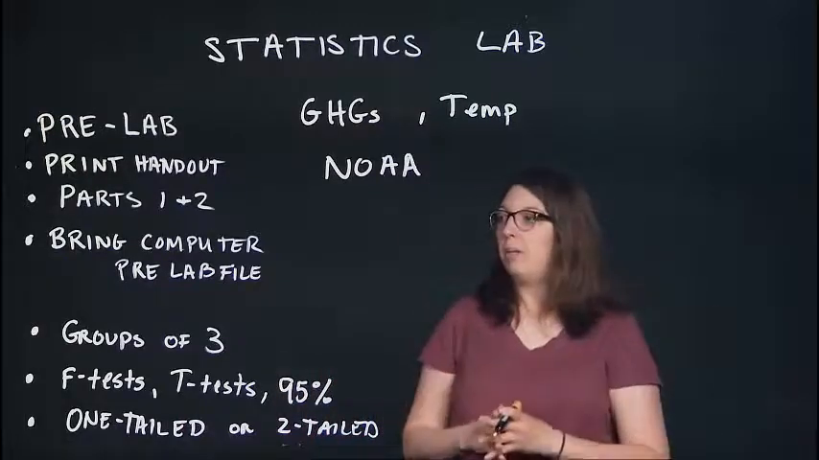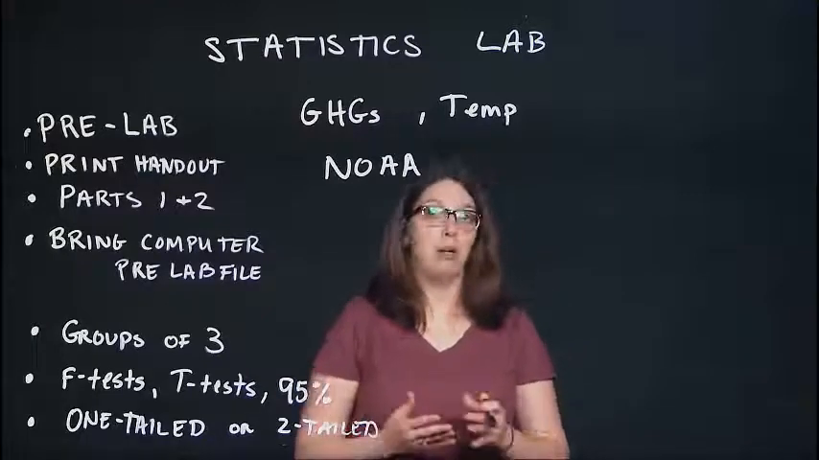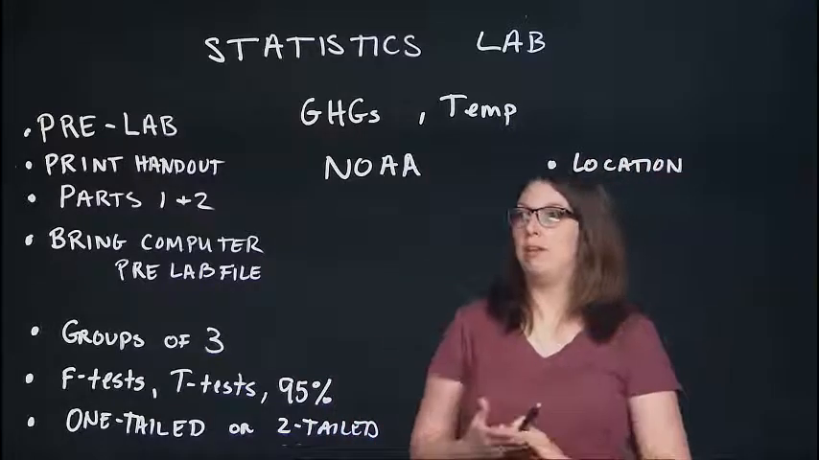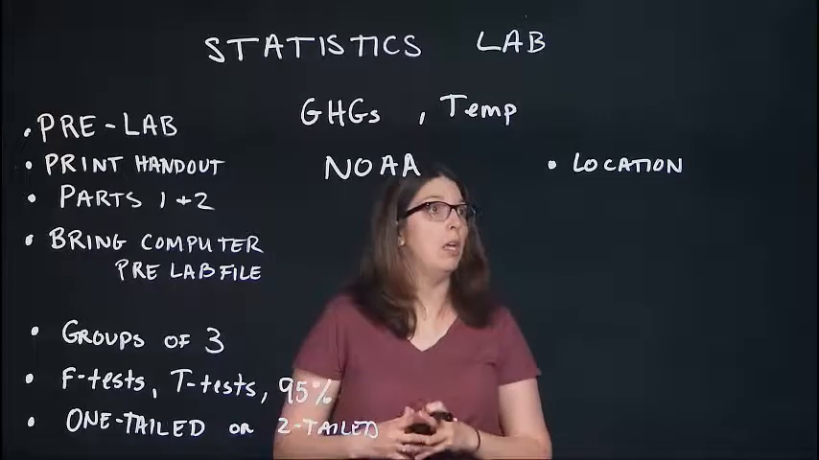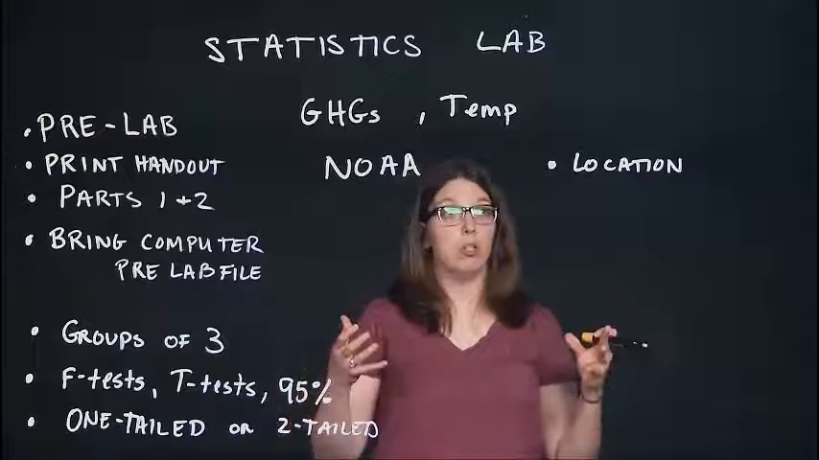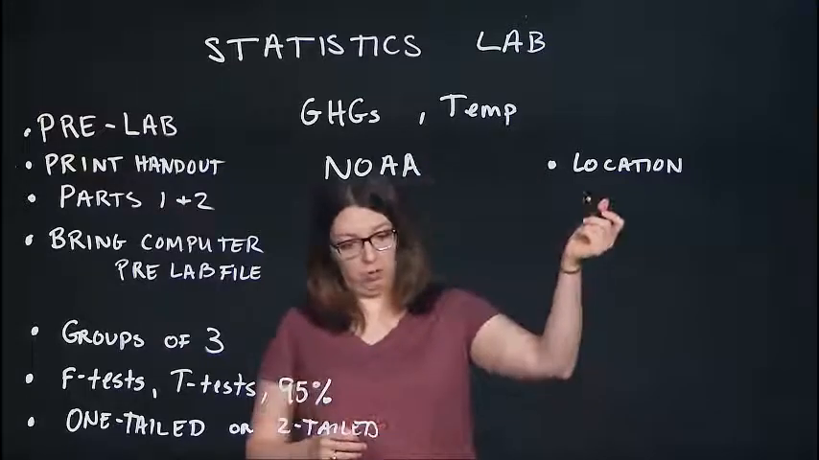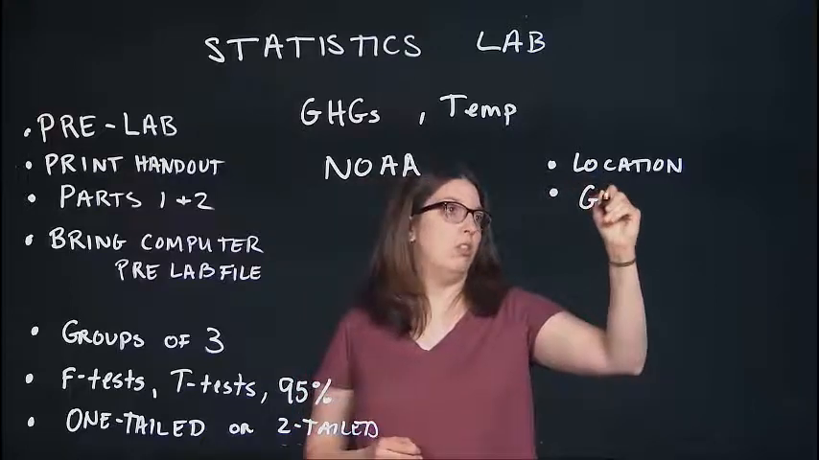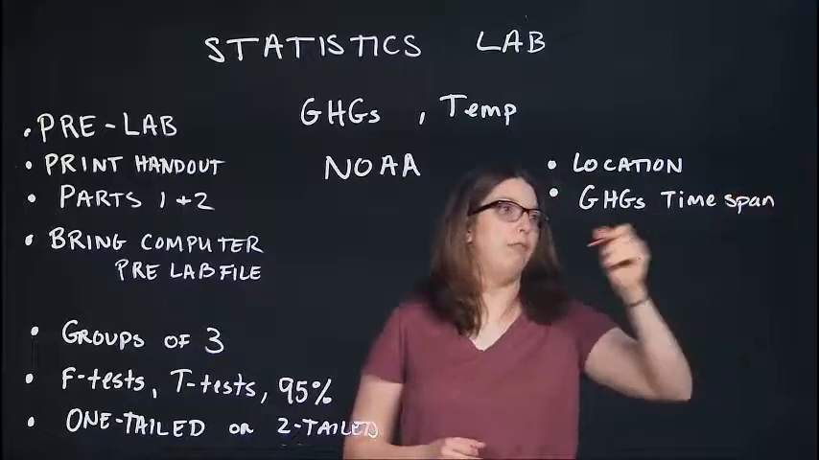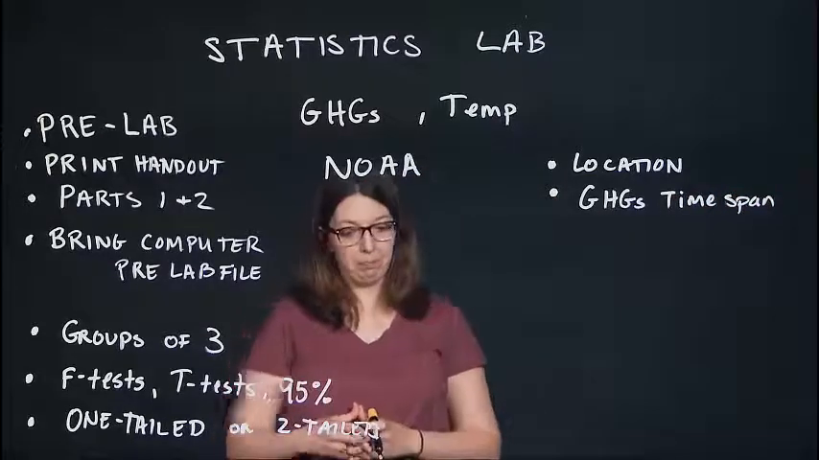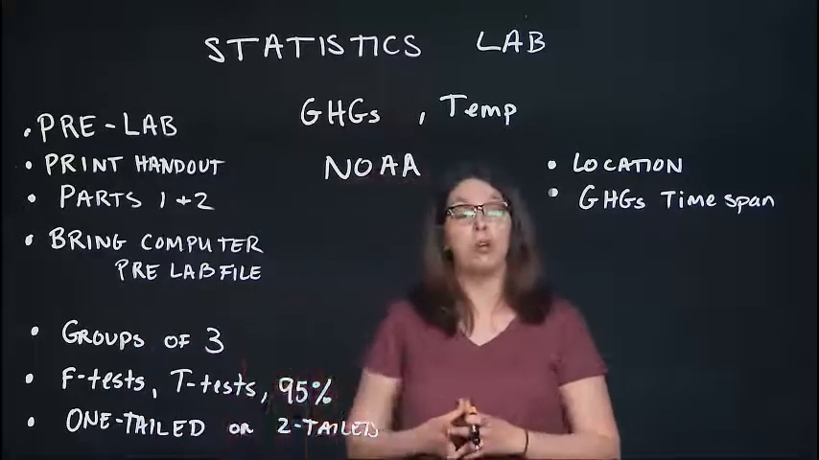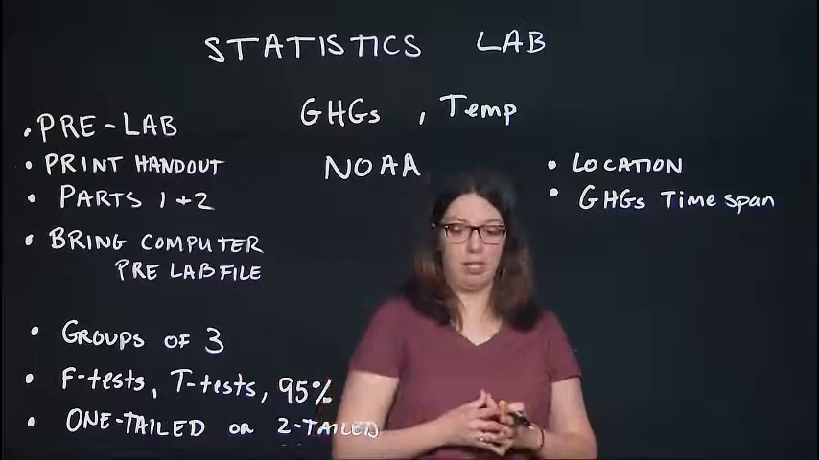And throughout the experiment, or the lab, you're going to compare a number of different things. You're going to compare location. So the data files that we have are for various locations around the globe. And you're going to see if the concentration of specific greenhouse gases is the same in those locations. Then you're going to look at concentration of GHGs over a large time span. See if the concentration is changing over time. We've got a relatively short time span and then a really large time span. We actually have some ice core data that we're going to look at for concentrations of greenhouse gases.